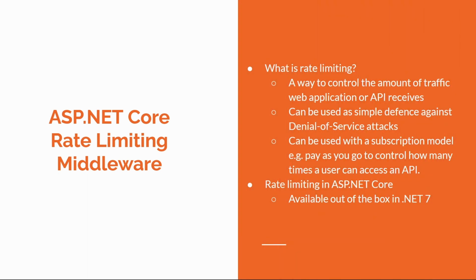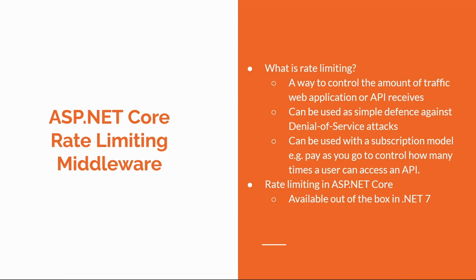So in this video we'll talk about rate limiting. So what is rate limiting? It is a way of controlling the amount of traffic a web application or an API receives. It can be used as a simple defense against denial of service attacks, or it can be used with a subscription model, for example, pay as you go, to control how many times a user can access an API. These are only a few examples of the implementation. There are plenty of other scenarios where rate limiting can be implemented.